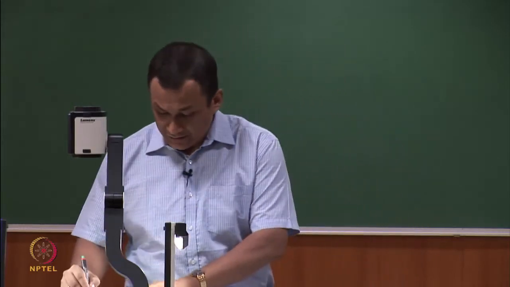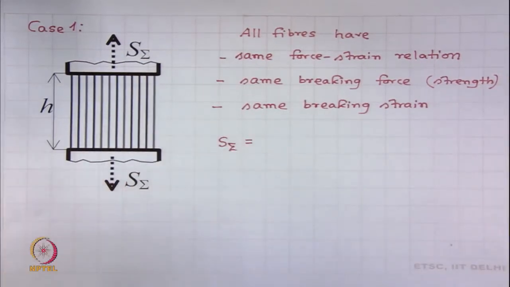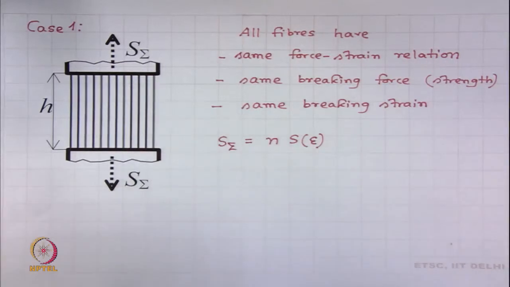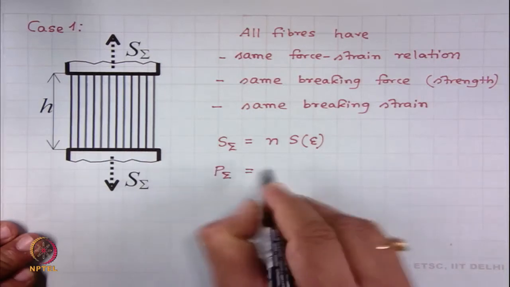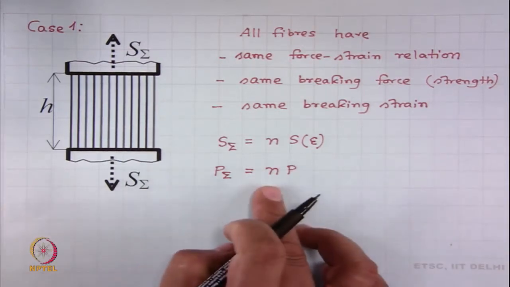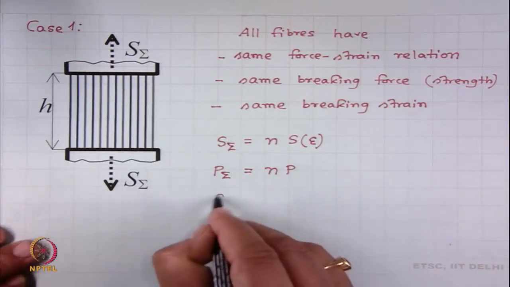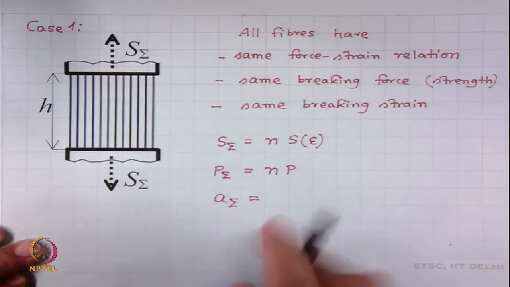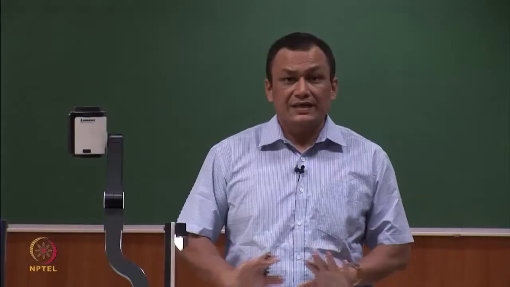In such a situation, the following relations are valid. We will be able to multiply them. Similarly, strength of the bundle will be equal to number of fibers n into strength of one fiber. Similarly, breaking elongation, breaking strain of the bundle will be equal to breaking strain of the fiber. This is a very idealized situation.